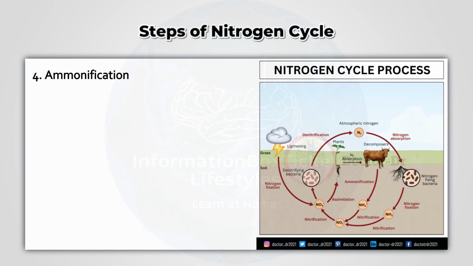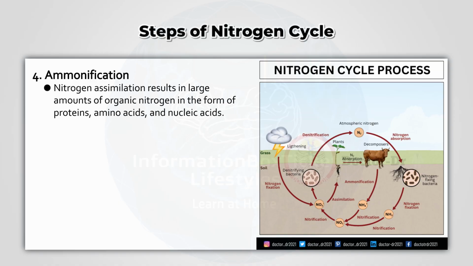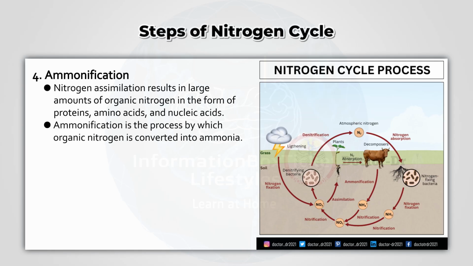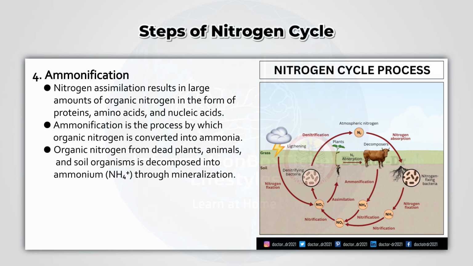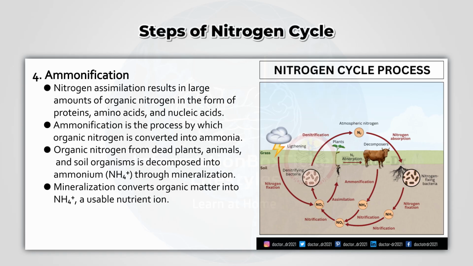4. Ammonification. Nitrogen assimilation results in large amounts of organic nitrogen in the form of proteins, amino acids, and nucleic acids. Ammonification is the process by which organic nitrogen is converted into ammonia. Organic nitrogen from dead plants, animals, and soil organisms is decomposed into ammonium through mineralization. Mineralization converts organic matter into ammonium ion, a usable nutrient ion.